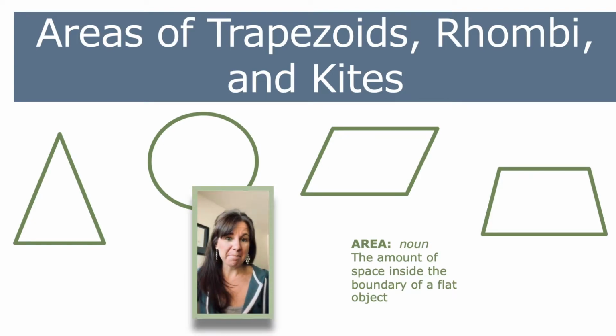Welcome back to our mini unit on area. Last time we talked about parallelograms and triangles. Today we're covering trapezoids, rhombi, and kites. Lots to cover. Let's go.